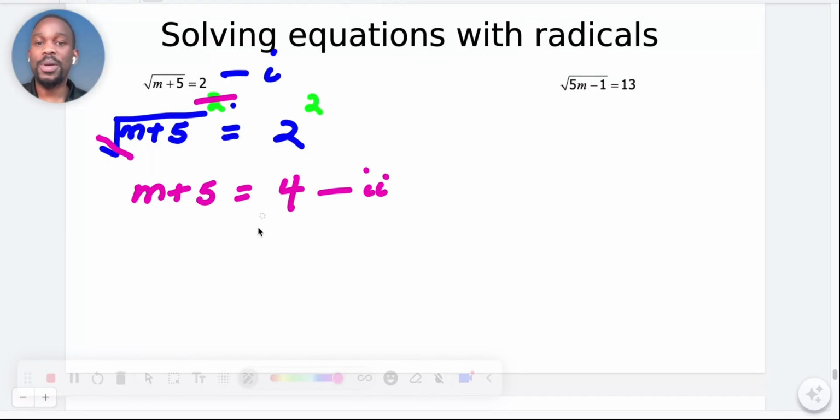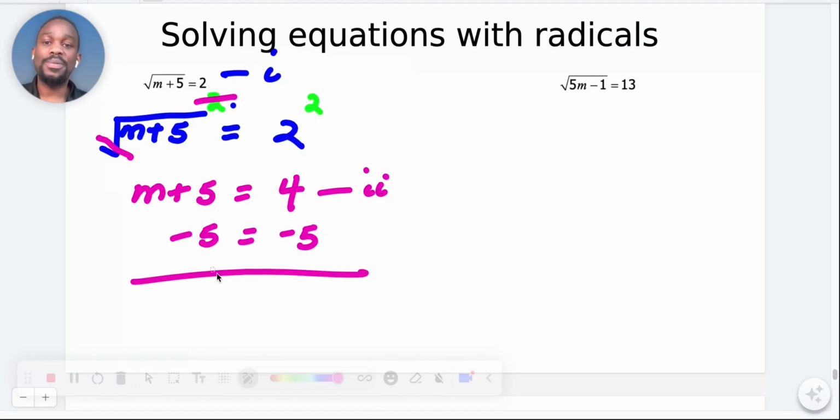So this is a one-step equation, really. So to get the value of m, I'll subtract 5 from both sides of the equation, minus 5, because this is a plus 5. So to undo the plus 5, I'll subtract 5. So plus 5 minus 5 cancels, and I'm having m is equal to negative 1.